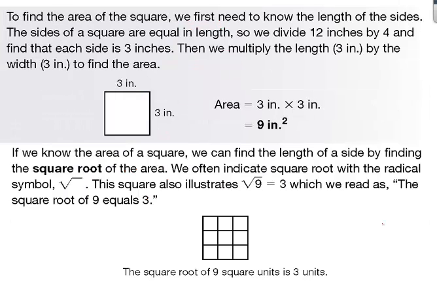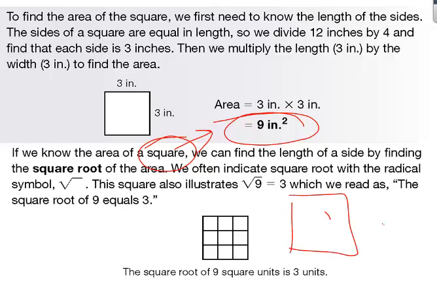Let's go down here to the bottom. Down here at the bottom tells us that if we know that a square, it's got to be a square, is 9 inches squared, then to calculate, we won't even need to know the sides. So if we knew this was 9 inches squared, we could automatically know that this is 3 and this is 3, because the square root of 9 is 3.